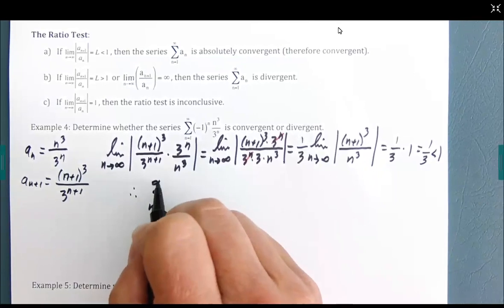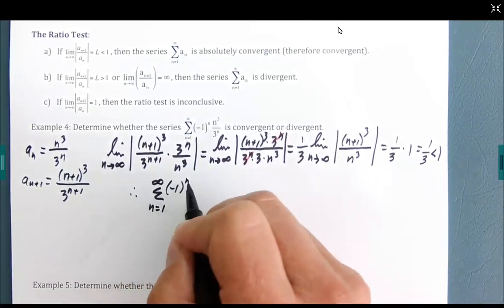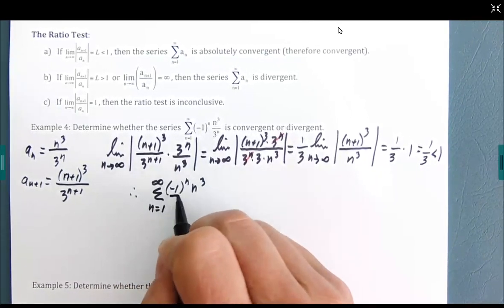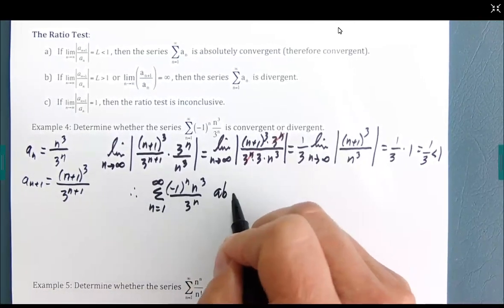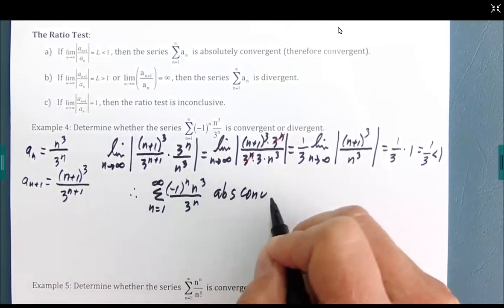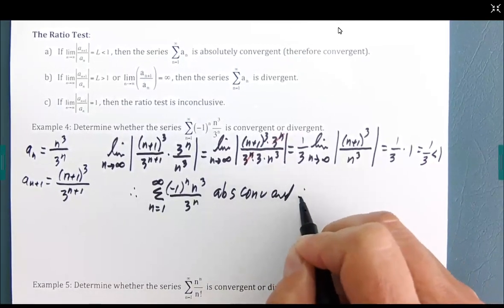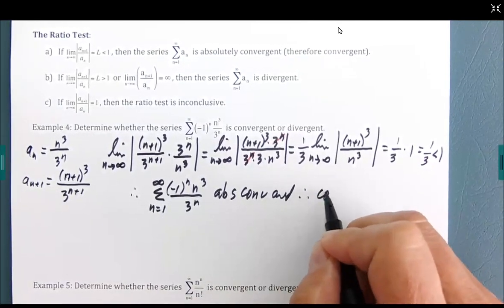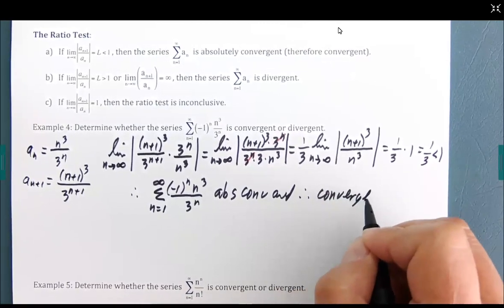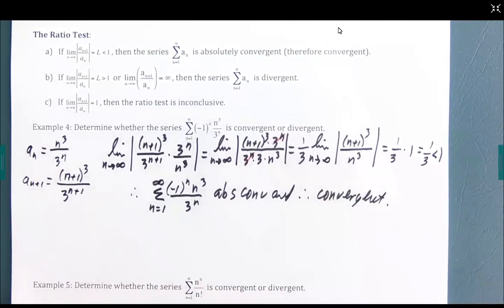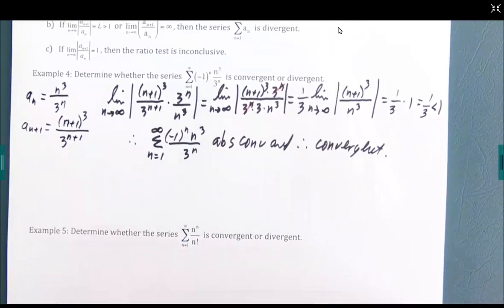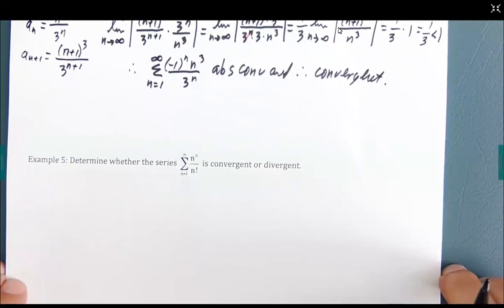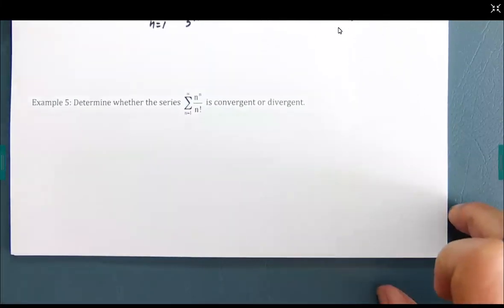Therefore, this is absolutely convergent. And therefore, convergent. Now, what it converges to, we don't know, and that's okay. We will get to what that means here, not in this lesson, but in another lesson.